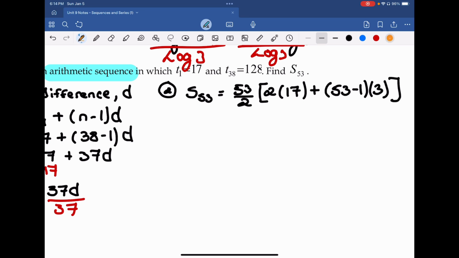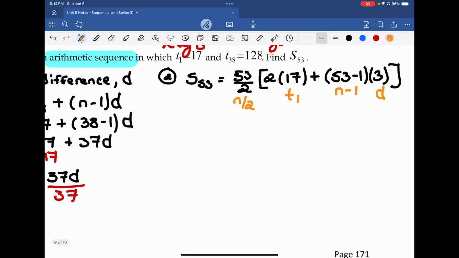Now, if it helps, again, I'm just going to fill in what we have here. So this is our n divided by 2. This is our t1. This is going to be our n minus 1. And then this is our common difference. Sometimes I like to write in that formula directly off the formula sheet. Other times I just jump right to the numbers because the more you feel comfortable with them, the better. But if it helps, you can even just write that original formula and then start plugging in.